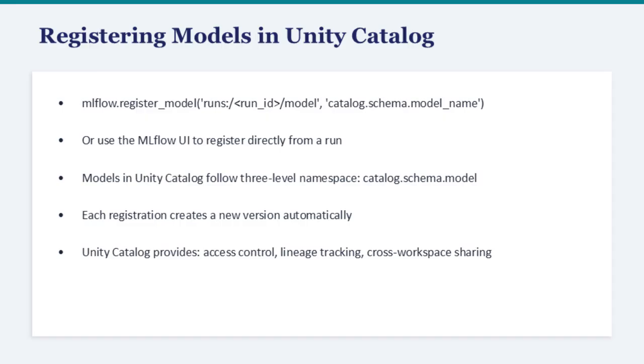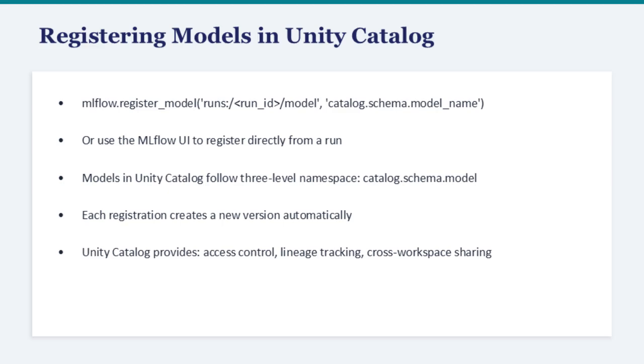So, registering models in Unity Catalog. To register a model in Unity Catalog, you call mlflow.register_model. The first argument is the model URI, typically like runs:/ followed by the run ID and the model artifact path. The second argument is the model name, which must follow the three-level Unity Catalog namespace like catalog.schema.model_name.